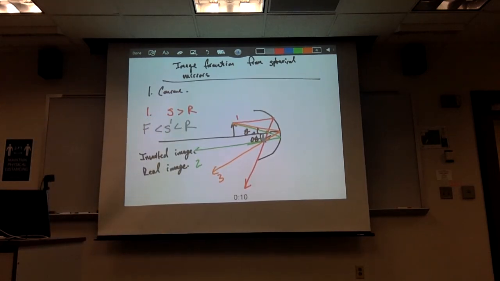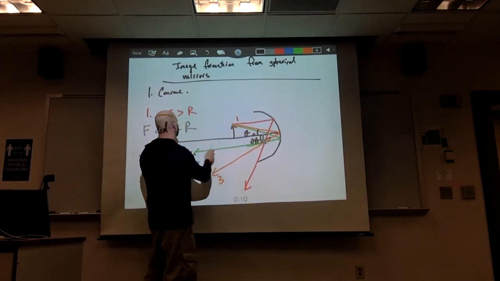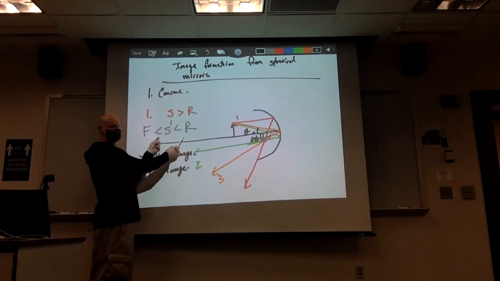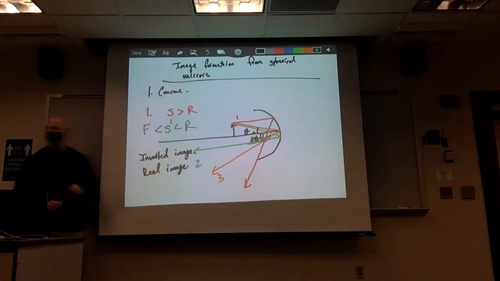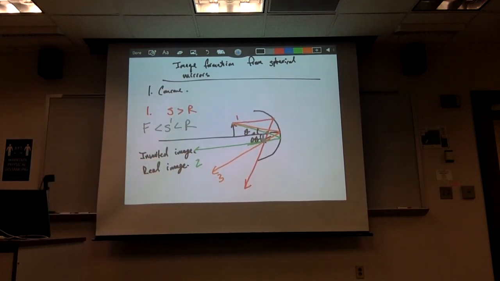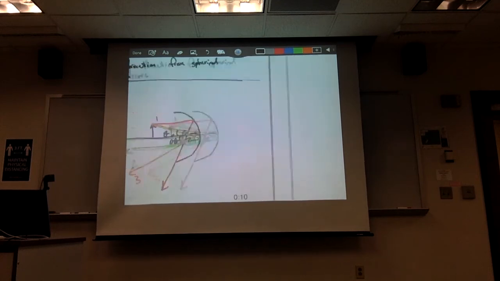So this is case number one. Case number one is anytime the object is placed outside of the radius of curvature, the image itself is going to be somewhere between the focal point and the radius of curvature. It's going to be an inverted image, and it's going to be real. Okay?